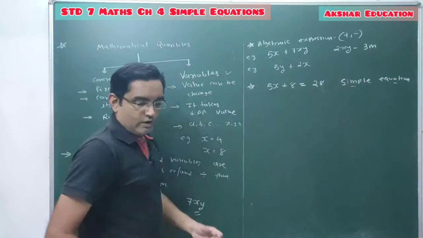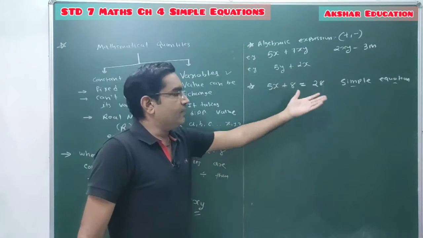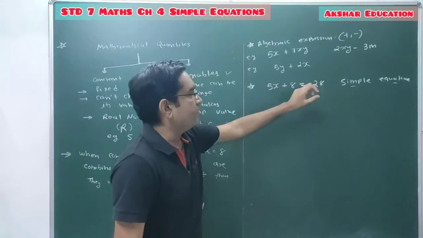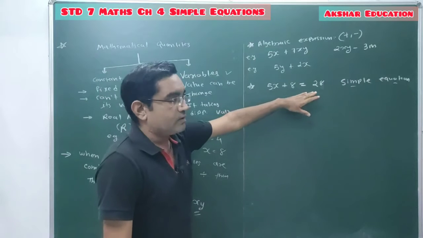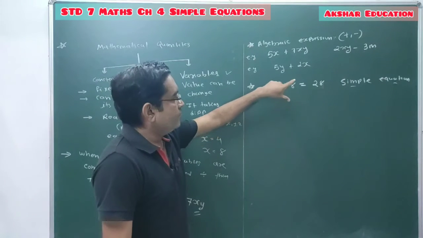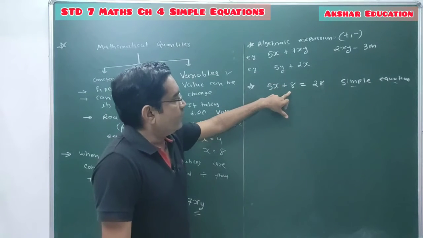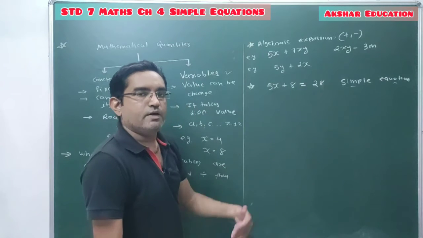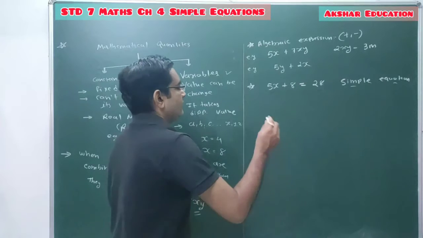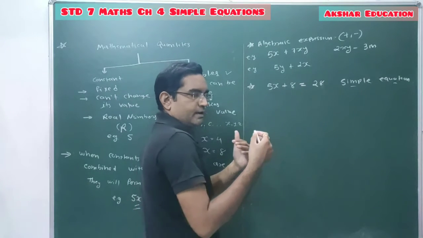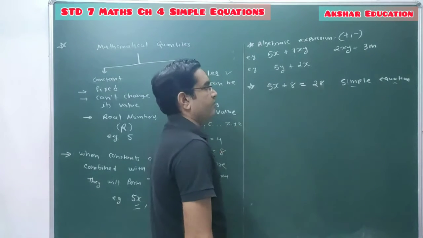Clear students? So how can you obtain a simple equation? By equating any simple algebraic expression with any condition. This 28 is a condition on variable x. What is the condition? The condition on variable x means you have to put in a value of x such that we get 28. That we will discuss later on, but this is one simple equation. You have to remember that by comparing an algebraic expression with any condition or with any algebraic expression, we get a simple equation.